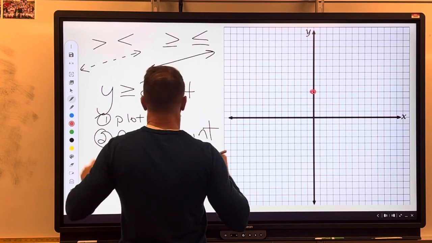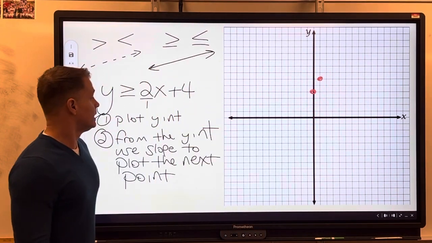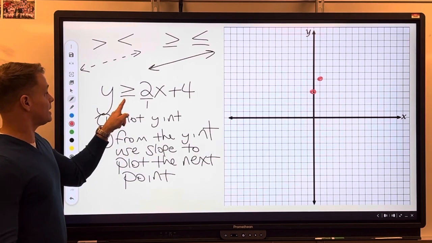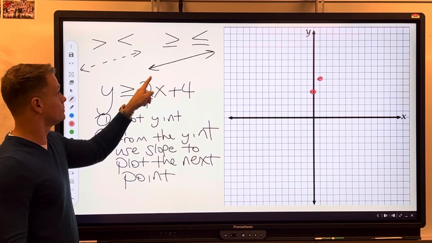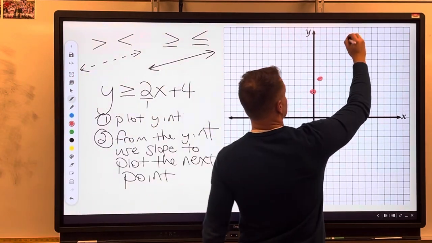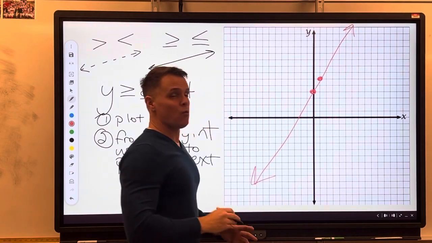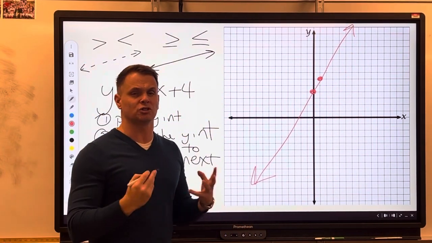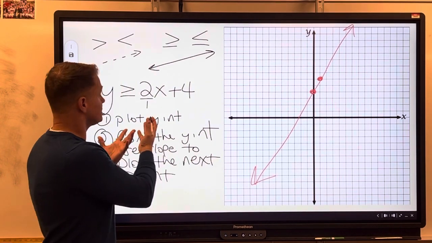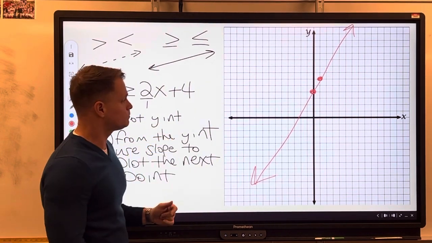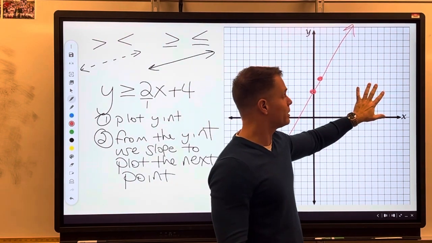So up 2 over 1 to the right is going to be right here. And this is a solid line because it's a symbol that looks like this. So a solid line. Now what I want to do is I want to test to see where the solutions are. Where are the coordinates that would make this inequality true? They're either over here or over here.